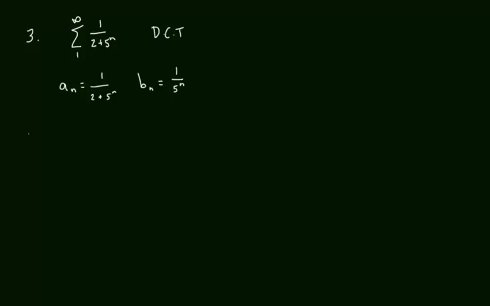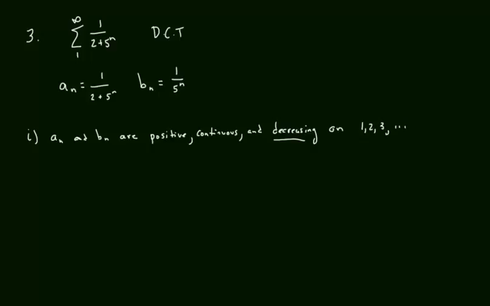Okay, so let's take a look at this. an and bn are positive, continuous, and decreasing. So I added the word decreasing, and I want to say on 1, 2, 3, ... because that is the domain of n. Not 1 to infinity including, but 1, 2, 3, those integers.